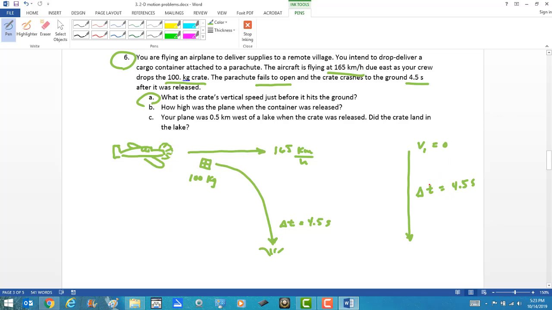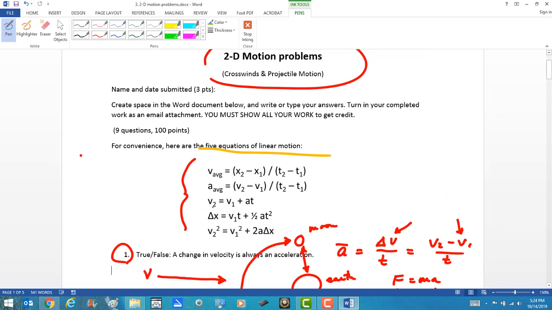What are you doing? You're separating the y-axis from the x-axis. You're not even considering the crate's horizontal side-to-side movement. You're just analyzing the up and down movement separately, and that's what you have to do with these types of problems. So you probably want to use this equation right here to solve the problem. It's asking for the final velocity. You know the initial velocity is 0. You know the acceleration is going to be the acceleration due to gravity. And you know the hang time.